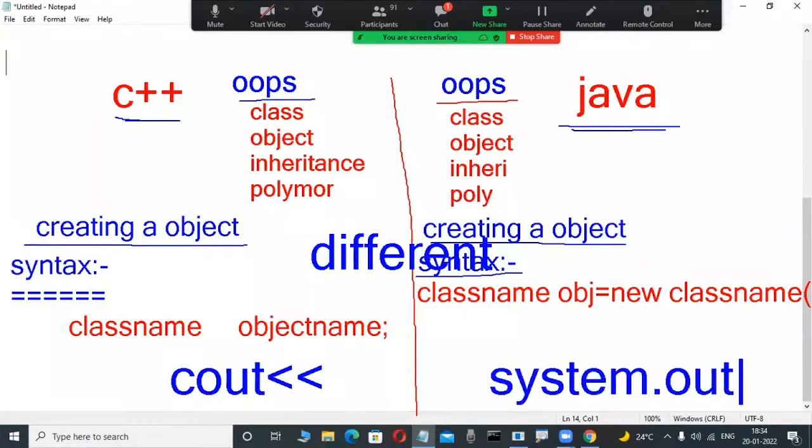System.out.println, is something there or not? Yes, here. That's why it is syntactically different. Yes, functions are also totally different in these two object-oriented languages. But conceptually, some OOPs concepts are the same or not?